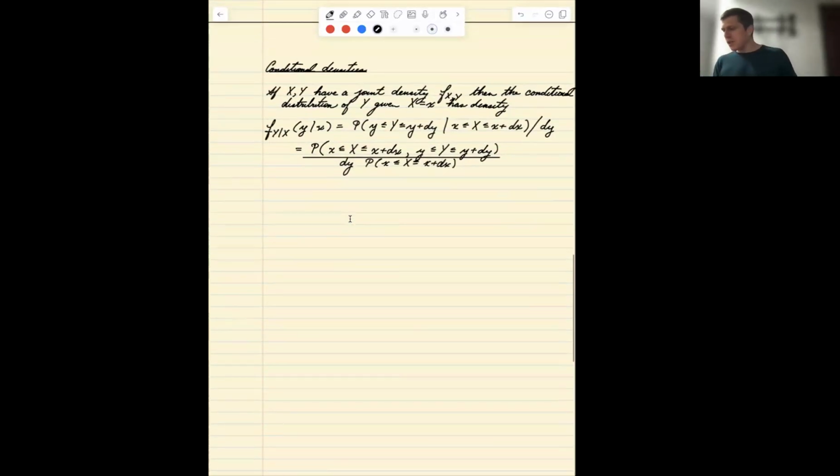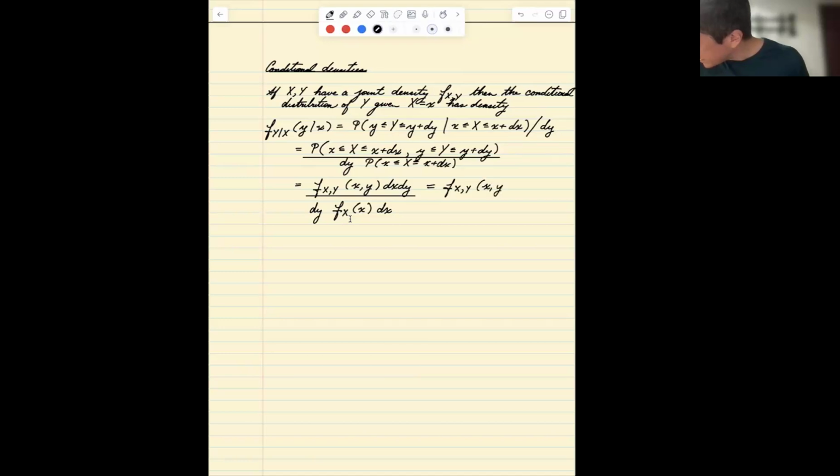And now we can just put this in terms of things that we are already familiar with. So the top is exactly f of x, y, the joint density at x, y, times dx dy. The bottom, we already have a dy there, and this is exactly the marginal density of x times dx. So the dx's and the dy's cancel, and what we're left with is the joint density of x and y divided by the marginal density of x evaluated at the conditioning value little x. So this looks exactly like the Bayes formula for conditional probability, except instead of joint probabilities of events, we have joint densities.